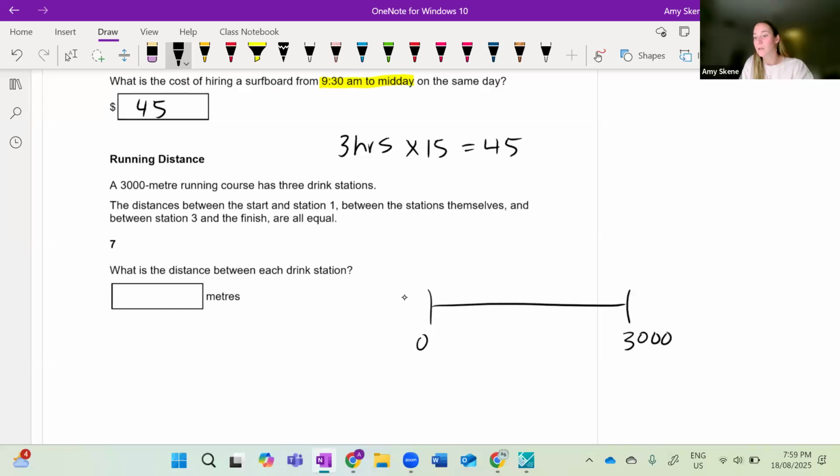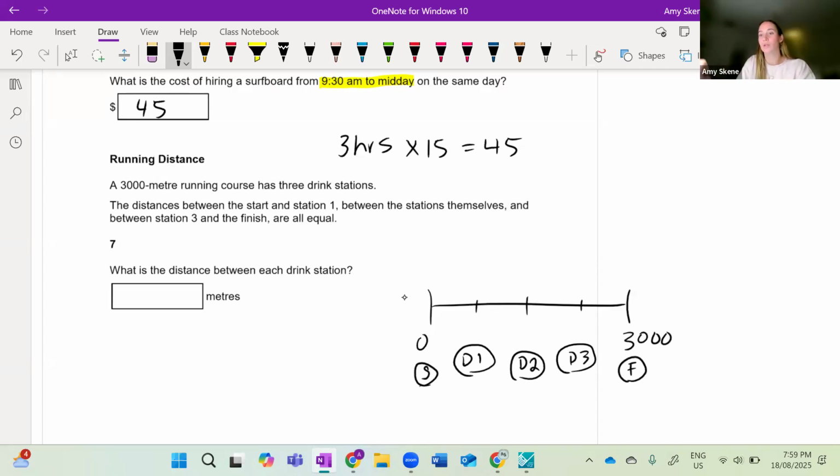You've got start, so I'll write S for start, and I'll write F for finish. 3 drink stations in the middle, so I'm going to split one in the middle, and that's going to be drink station number 2. And I know one before that is going to be drink station number 1 and drink station number 3. So those are indications.